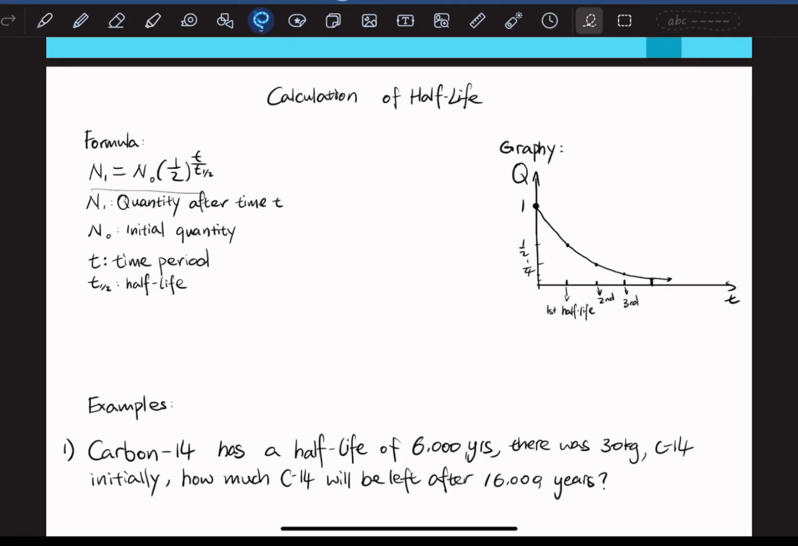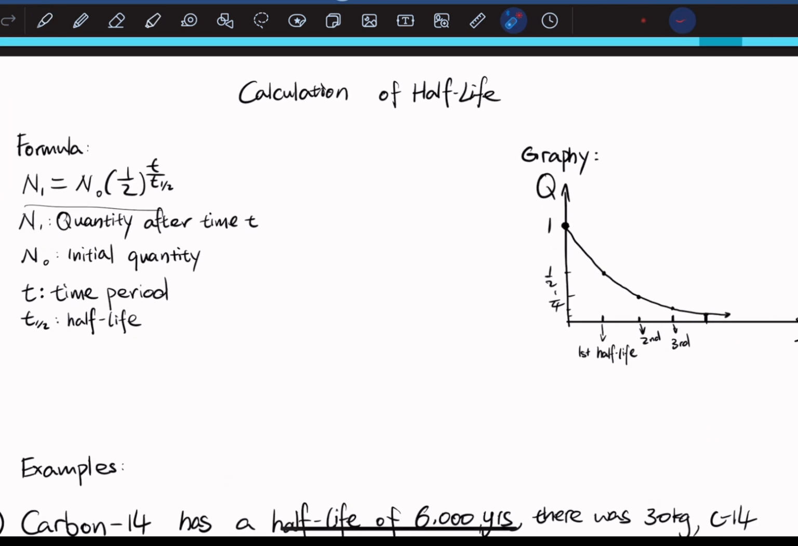Hello everyone, I'm going to talk about the calculation of half-life. In order to understand this video, you need to know how half-life works, you need to know exponential functions, and logarithmic functions.